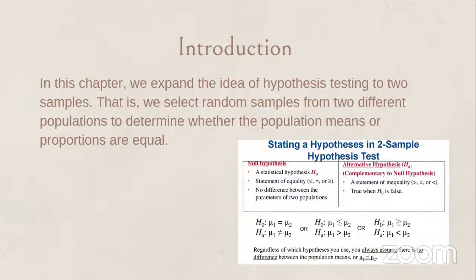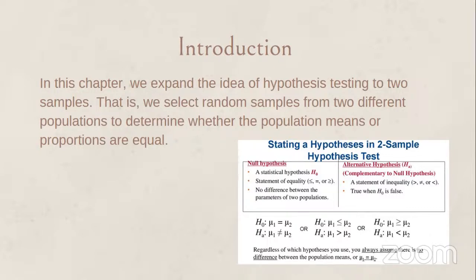In this chapter, we expand the idea of hypothesis testing to two samples. That is, we select random samples from two different populations to determine whether the population means or proportions are equal.